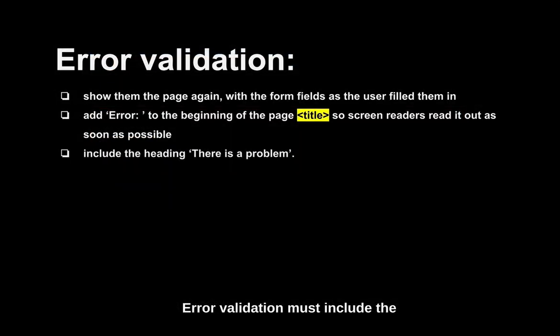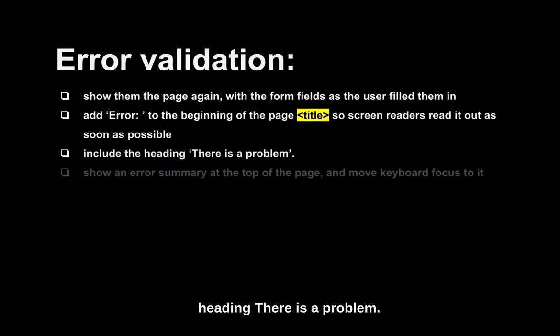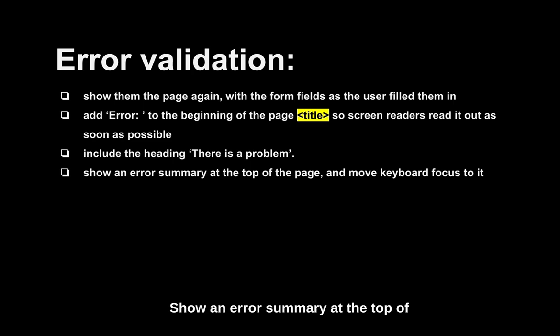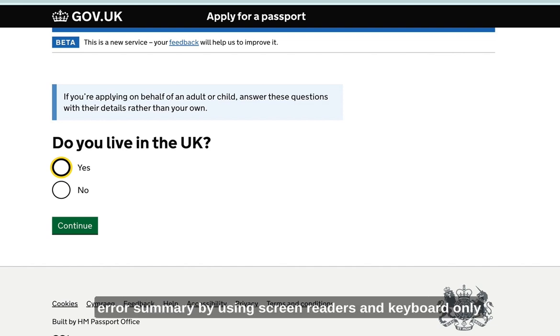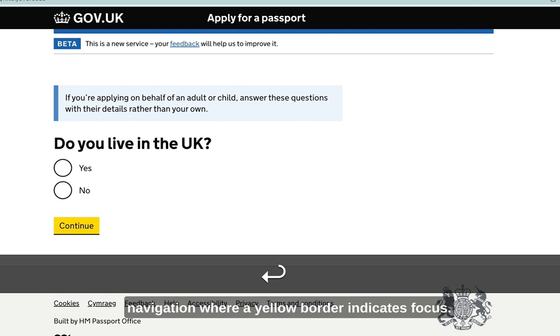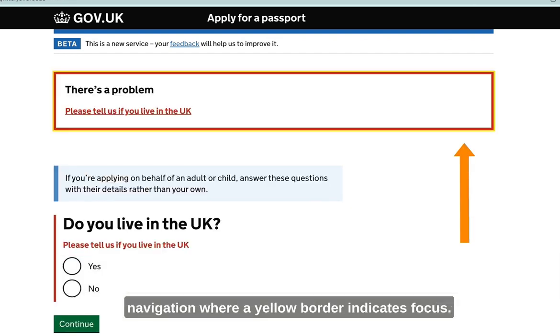If the user had to do this every time an error occurred, it would be very time-consuming and frustrating. Error validation must include the heading, "There is a problem," show an error summary at the top of the page, and move keyboard focus to it. You can verify that focus is directed to the error summary by using screen readers and keyboard-only navigation, where a yellow border indicates focus.